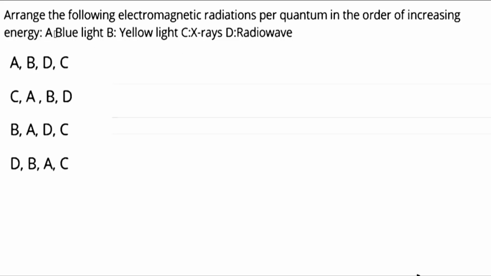Hello everyone, the question says to arrange the following electromagnetic radiation per quantum in order of increasing energy: option A blue light, option B yellow light, option C X-ray, option D radio wave. Now first we will write, we know the energy of electromagnetic radiation E always equals h nu, where nu is frequency.